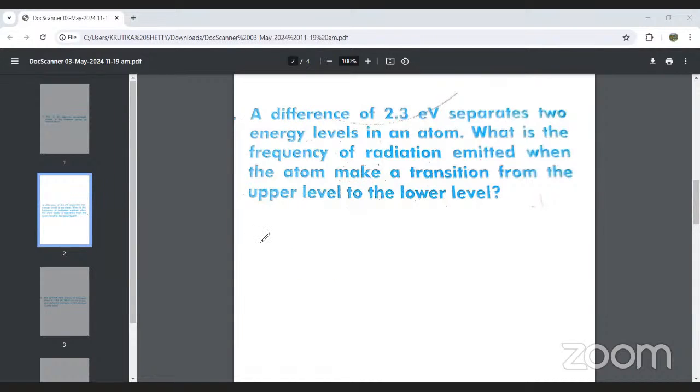Yes, ma'am. Okay. For those who don't know, just make a list of these constant values. Planck's constant is 6.63 into 10 to the power of minus 34 joule second. Sometimes we require the velocity of light in vacuum, which is 3 into 10 raised to 8 meter per second. Similarly, the mass of the electron is 9.1 into 10 raised to minus 31 kg.